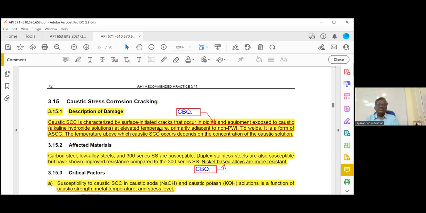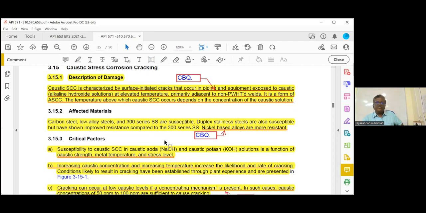Caustic SCC is characterized by surface-initiated cracks that occur in piping and equipment exposed to caustic at elevated temperature, primarily adjacent to non-PWHT steel welds. That line is important: primarily adjacent to non-PWHT steel welds.